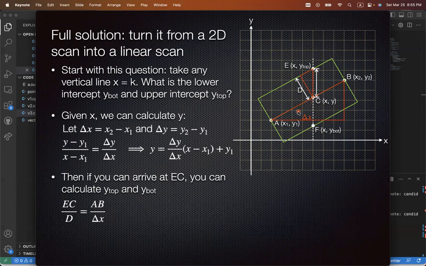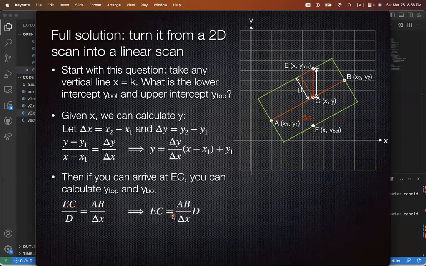Okay, so now EC divided by D. So this hypotenuse divided by this side of the right angle triangle has the same relationship as AB versus the delta X here. So we wrote down this formula. And D is known. AB is kind of known because you know both A and B, so you can always calculate the distance. In fact, we calculated that earlier in version number 1, in the subtask 1 solution. And then delta X is also known. And so that allows us to calculate EC.